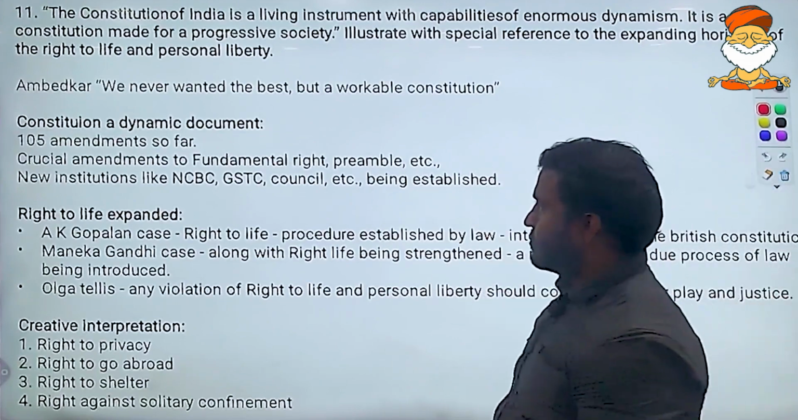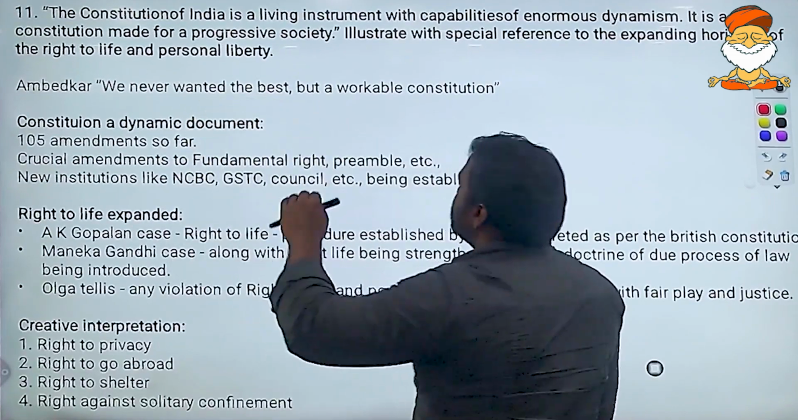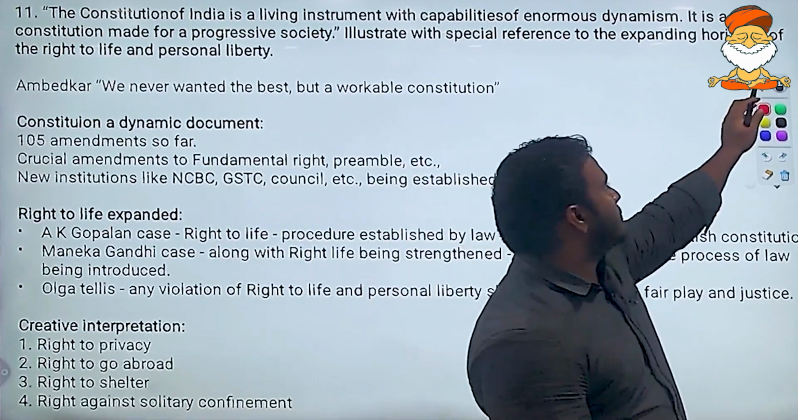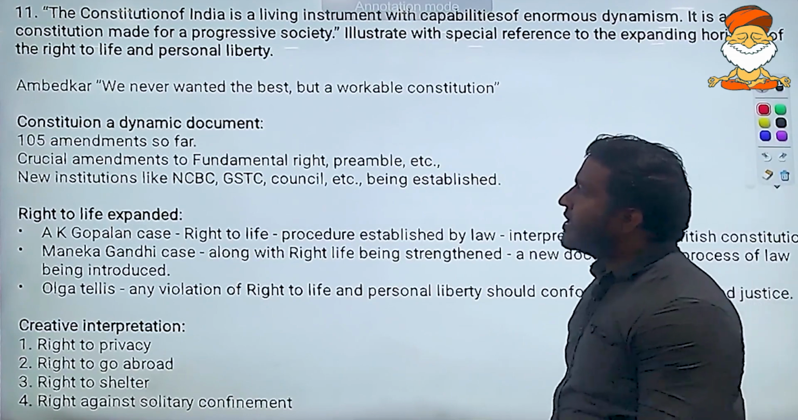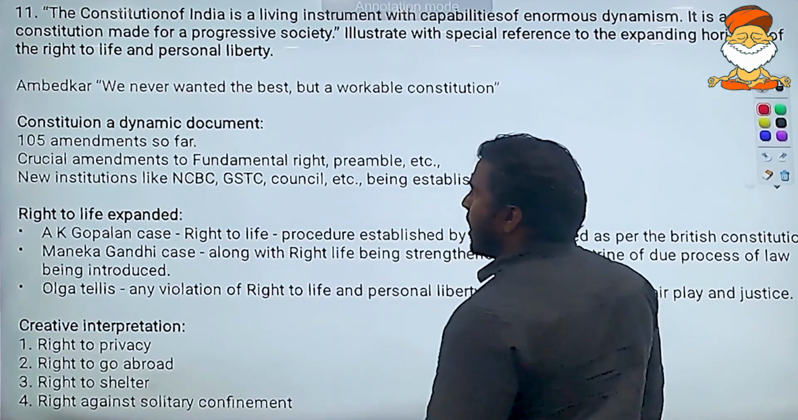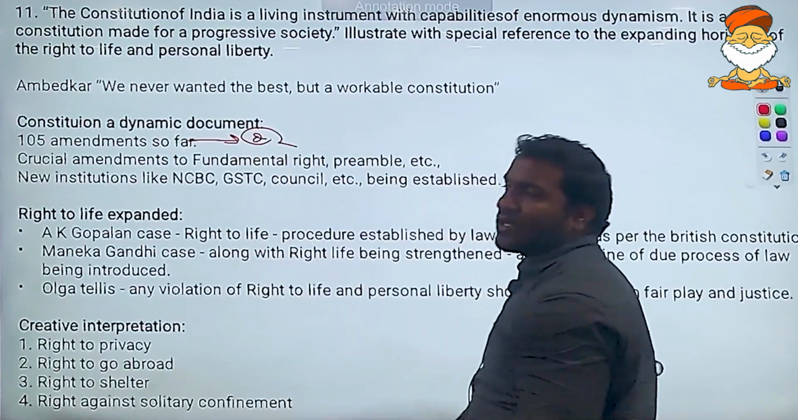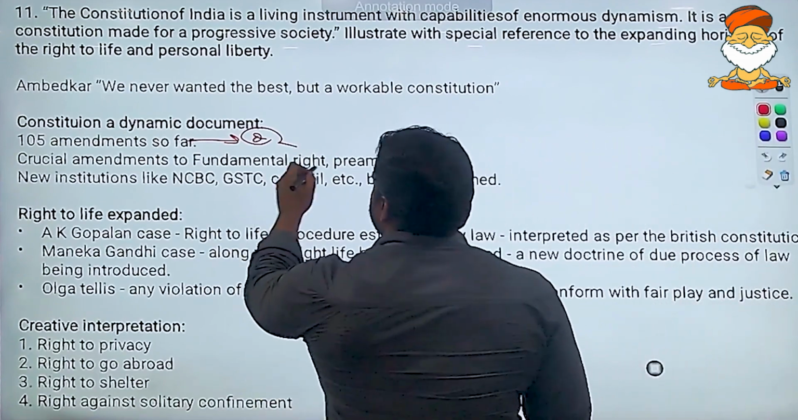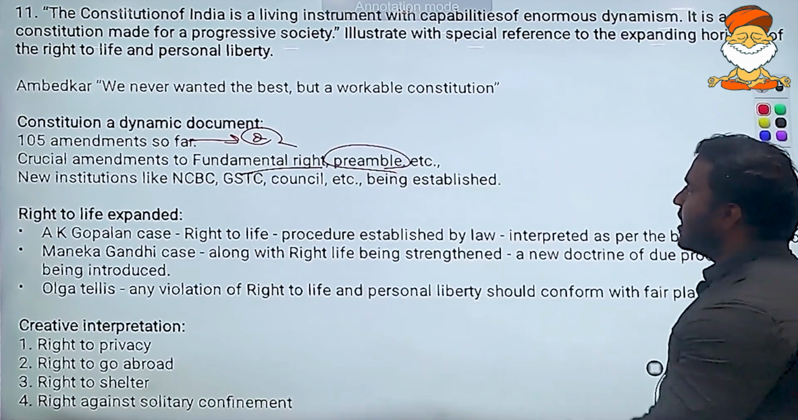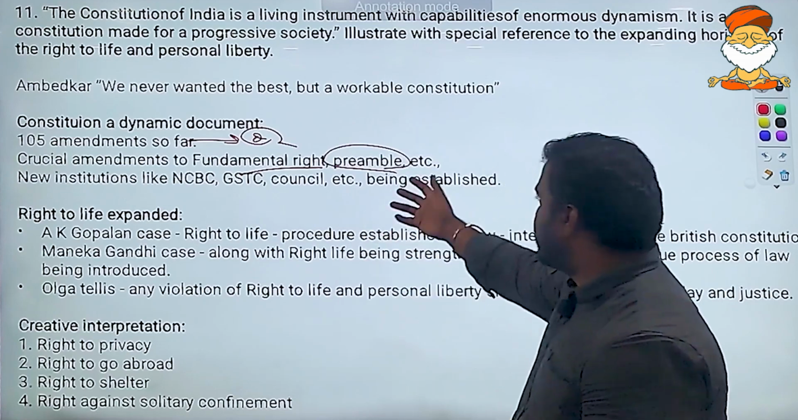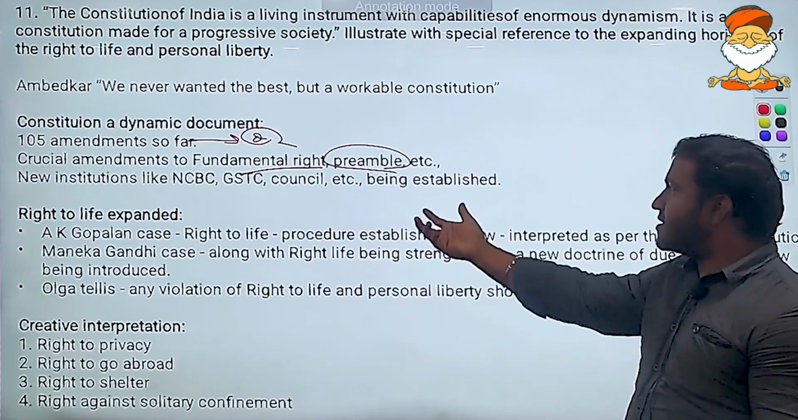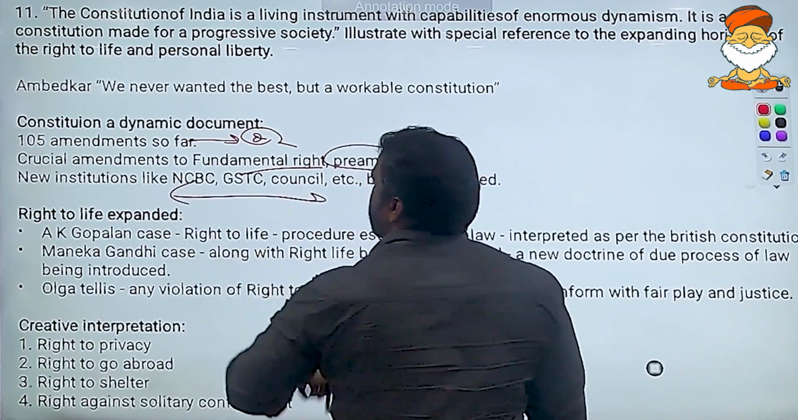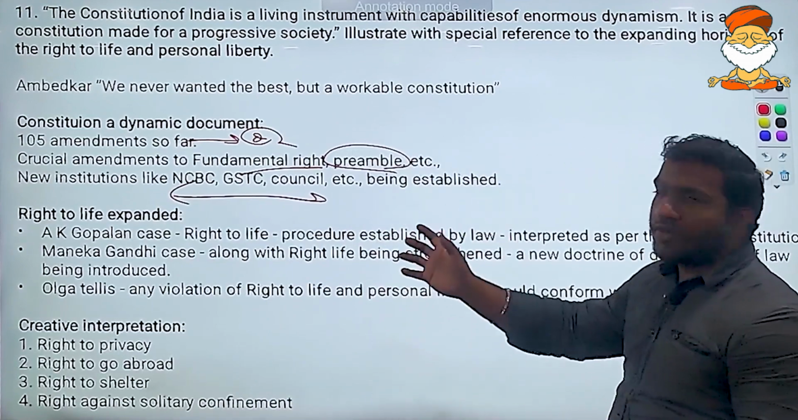First, the introduction. Ambedkar said we never wanted the best but a workable constitution. A workable constitution means one that is dynamic and changes as per the needs and aspirations of society. Then, the Constitution is a dynamic document: 105 amendments have occurred so far, which shows we have been amending as per the test of the time. Then crucial amendments to fundamental rights, preamble, etc. Even the fundamental rights, which are a basic structure, or the preamble, which is philosophical in nature, were amended, because the situation demanded it. And some establishments like NCBC and GST councils were also added because the time demanded.